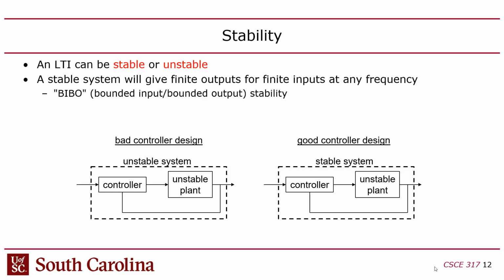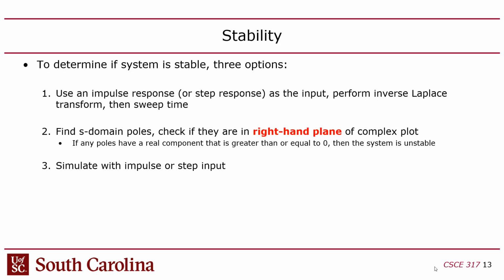So the idea is that when you combine that unstable plant with a specific type of controller, then the system as a whole becomes BIBO, bounded input, bounded output stable. So the question is, how do I know if a system is stable, or any transfer function? How do you know if it's stable? Well, as far as I know, there are 3 ways to do it. One way to do it is to look at the impulse response.